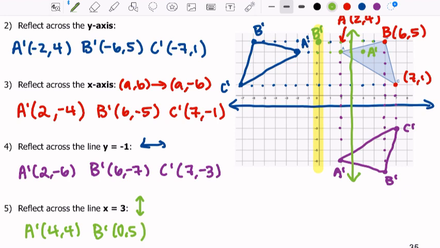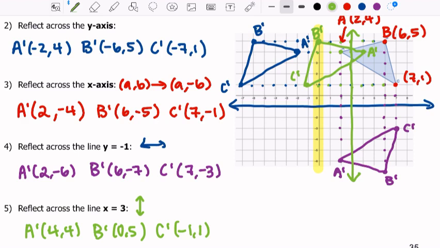Okay, and then C prime is 1, 2, 3, 4 away, 1, 2, 3, 4 in the other direction. C prime is at -1, 1. And so our shape A prime, B prime, C prime is right here. Okay, that was a lot going on.